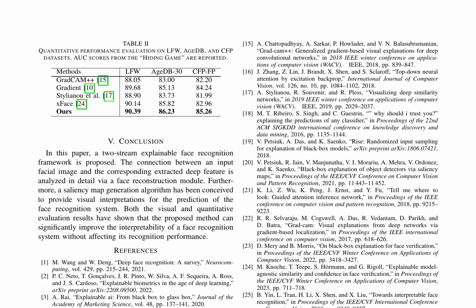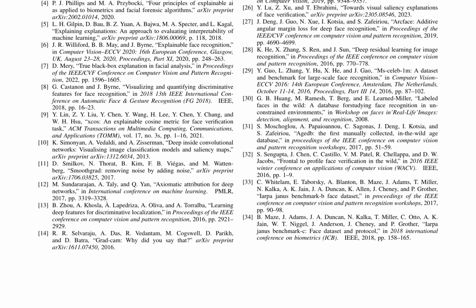The table below presents a quantitative performance evaluation of various face recognition methods on LFW, HDB30, and CFP-FP datasets. It reports the hiding game AUC scores for each method, including GradCAM++, Gradient, Stylianou et al., xFace, and the proposed two-stream explainable face recognition framework. Notably, the proposed method outperforms all others, achieving the highest AUC scores across all datasets. This superior performance underscores the effectiveness of the proposed framework in enhancing the explainability of face recognition systems.